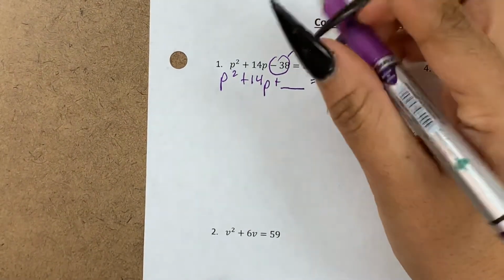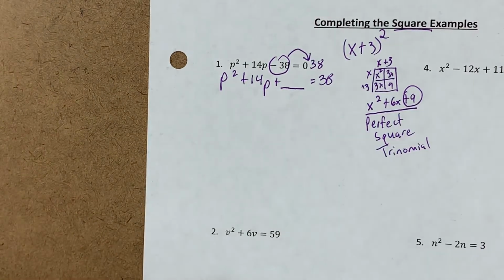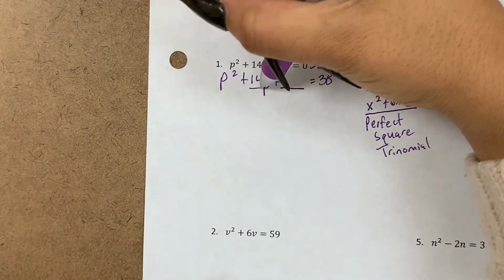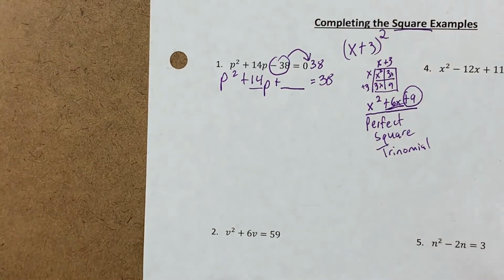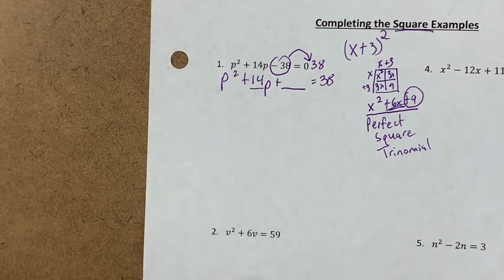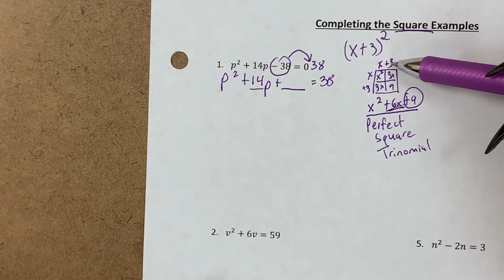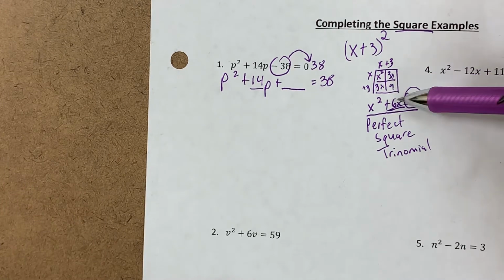So here, I'm going to replace what 38 was with a perfect square. And it can't be just any perfect square. It has to be the one that would work with 14p. Okay, so look at this number. Look at 6. How did we get 6? So we took this number and we added. So 3 plus 3 is 6.